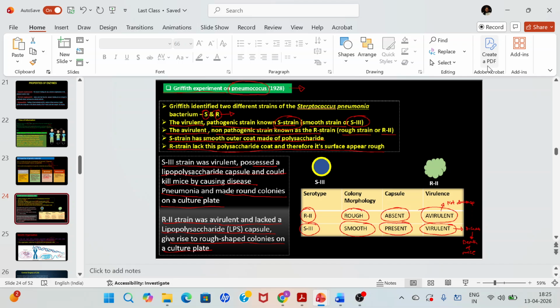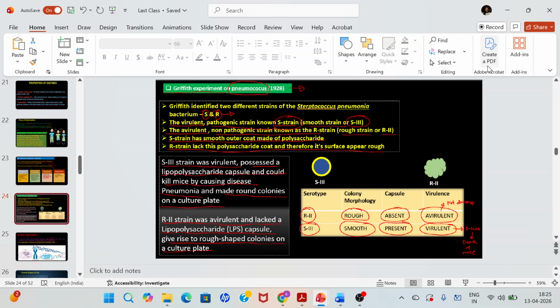Okay. Next is Griffith's experiment, to prove that there is something getting transferred from one generation to the next, so that the offspring are also carrying the same information as their parents.